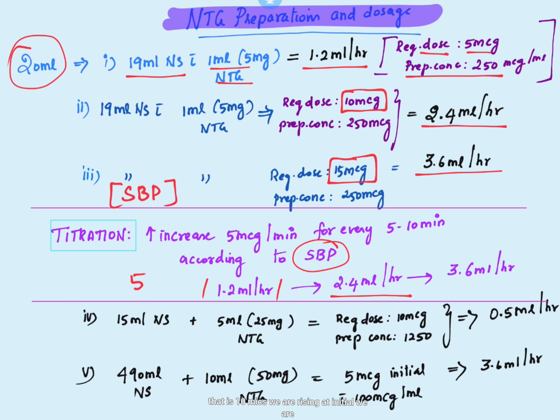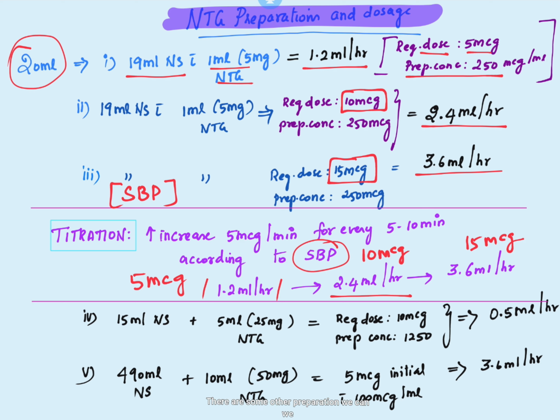Initially we gave 5 mcg per minute as the NTG infusion, and we are raising to 10 mcg. 10 mcg will come to 2.4 ml per hour, and later we will have 15 mcg. So every 10 minutes we are raising the NTG infusion by 5 mcg. That's it for the 20 ml.